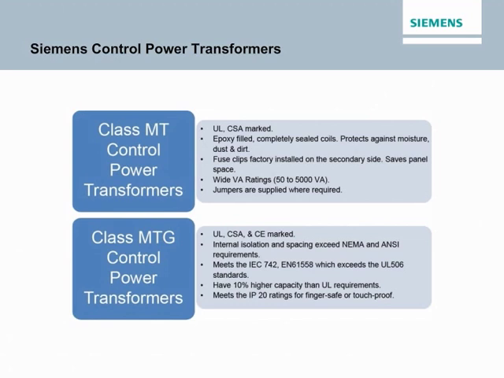Siemens class MTG transformers are intended for domestic or international applications and are available with maximum power ratings from 50 VA up to and including 5000 VA. Primary voltage is rated up to 600 volts, 50/60 Hz, and secondary voltage ratings range from 24 to 220 volts. In addition to being UL 506 listed and CSA certified, these transformers meet IEC and EN requirements.